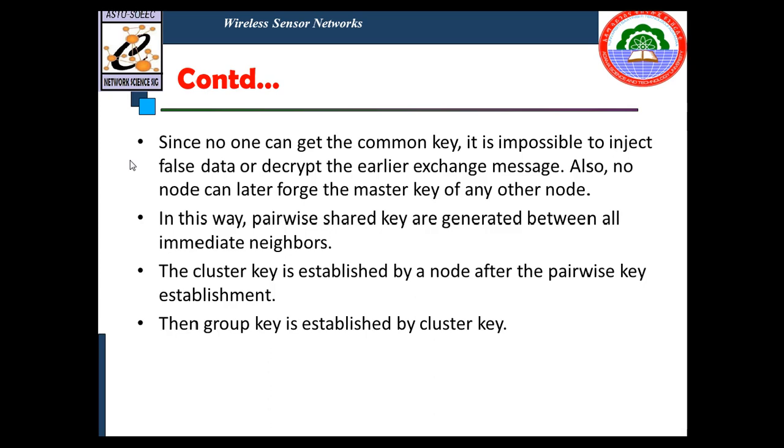So as we know, there is no one to get the common key. It is impossible to inject false data or decrypt earlier exchanged messages. So no node can later forge the master key of any other node. So in this way, pairwise shared keys are generated between all immediate neighbors. Then the group key is established by the cluster key.